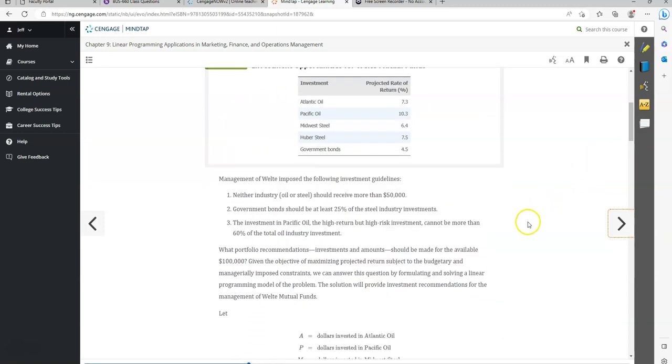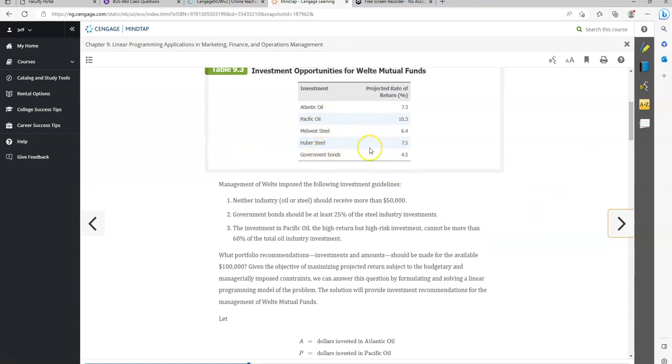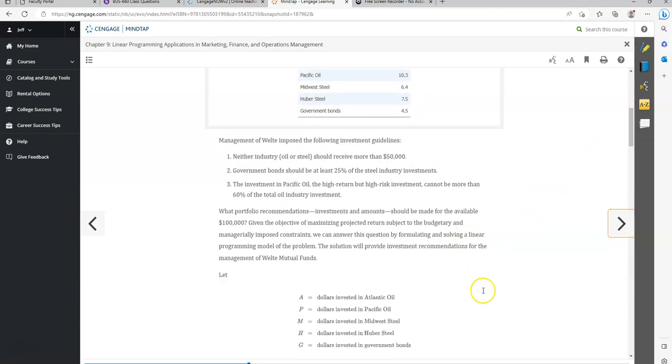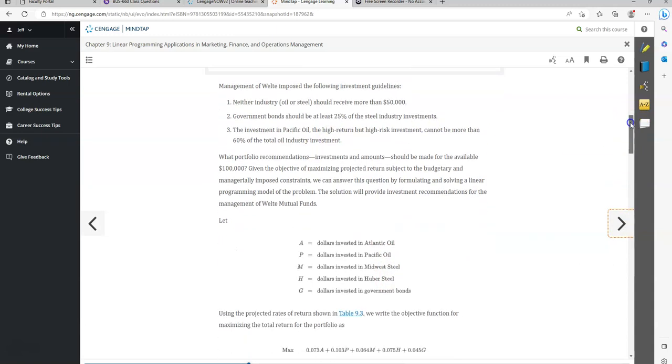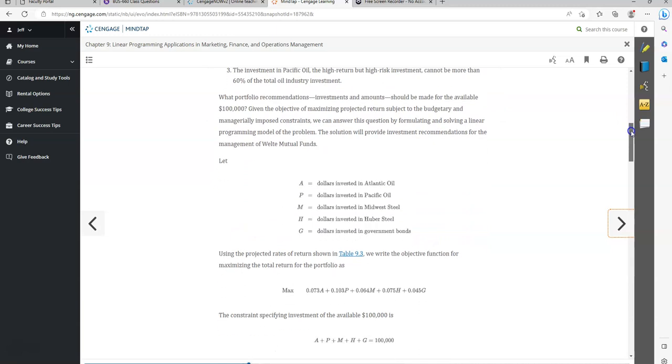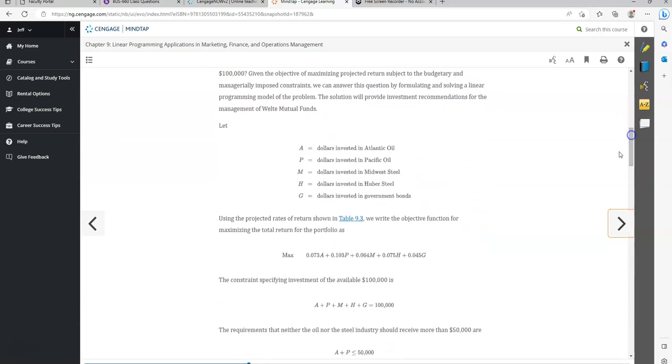So first of all, notice that there are 5 possible investments here, each with a rate of return. The book gives you your decision variables here: dollars invested in Atlantic, Pacific, Midwest, Huber steel, and then government bonds. So make sure that we know that we've got oil, we've got steel, and we've got government bonds. And I think there is a constraint for each one of those.